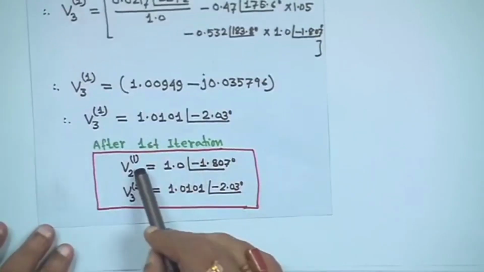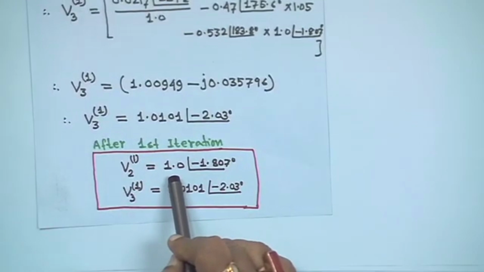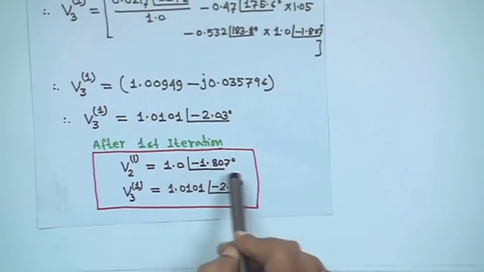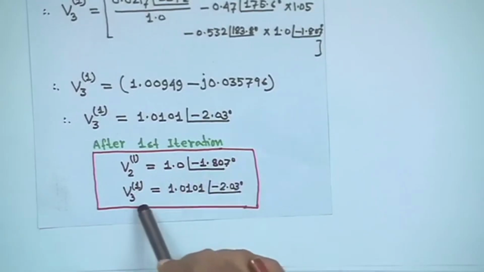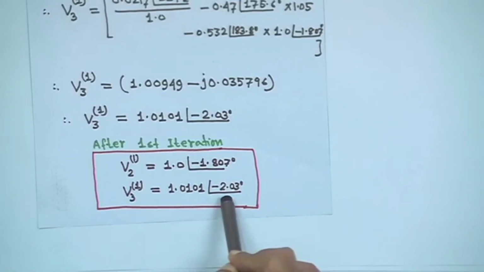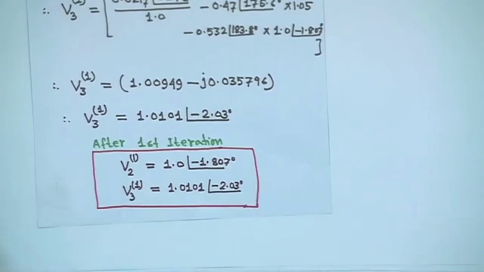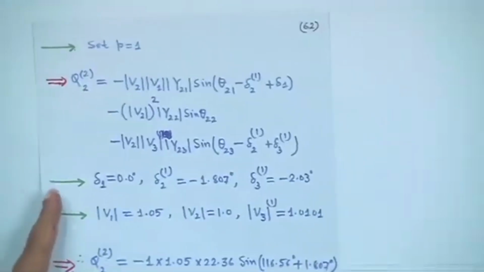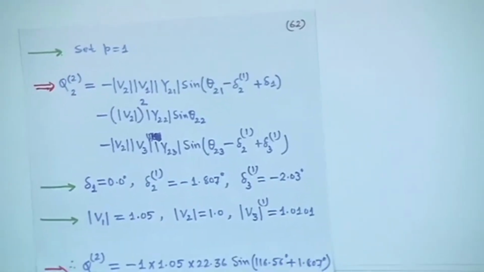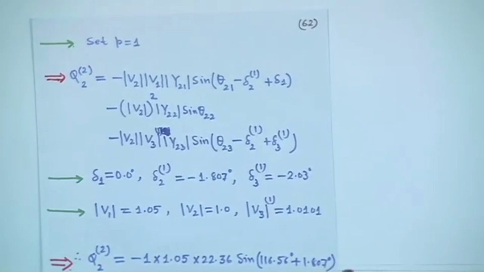So, after the first iteration you get V2^1, whose magnitude remains constant because it is a PV bus, with angle minus 1.807 degree, and V3^1 is 1.0101 with angle minus 2.03 degree. This is after the first iteration. Now, for the second iteration, you have to compute Q2 again, and then go for the correction to the real part of the PV bus voltage.